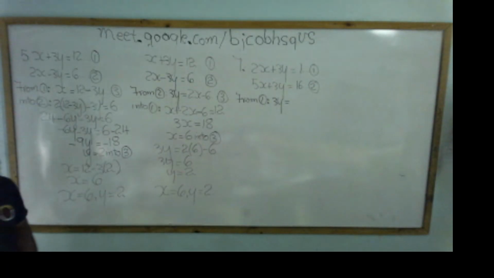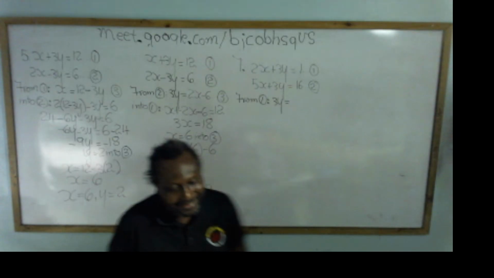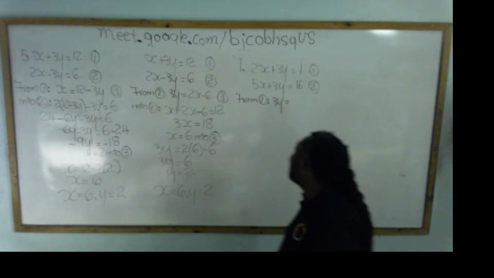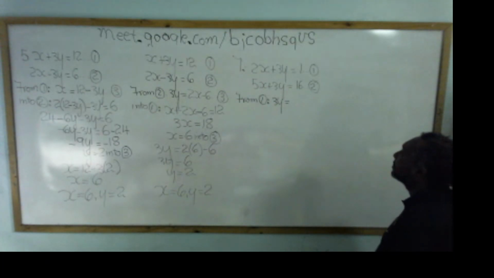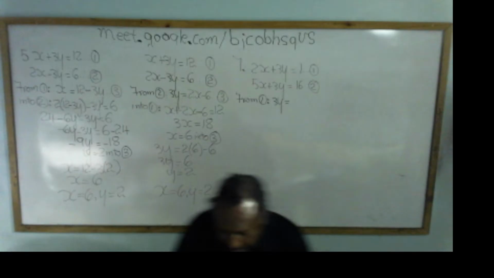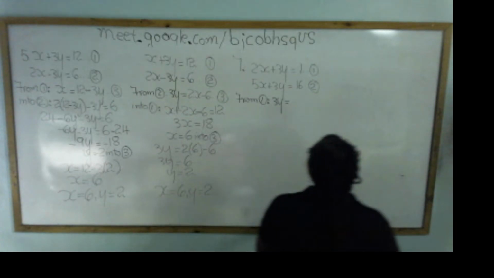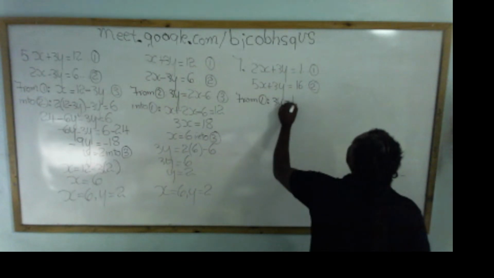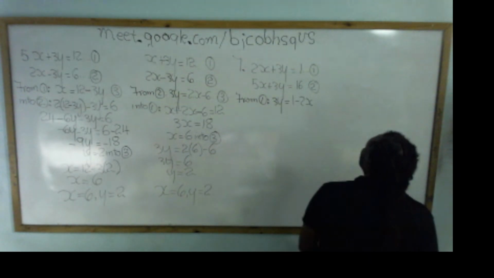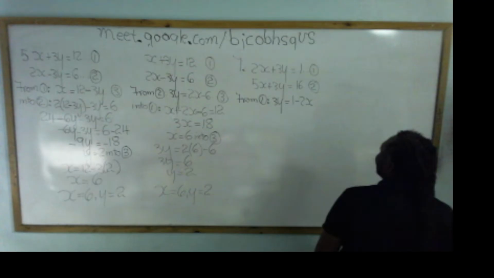All right, so let's go. From equation 1, 3y is equal to 2x minus 1, or rather 1 minus 2x. Notice that I'm not labeling it. Should I? Yes, equation 3.